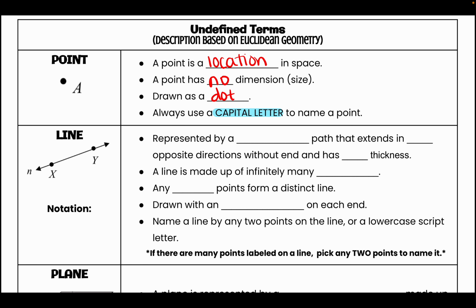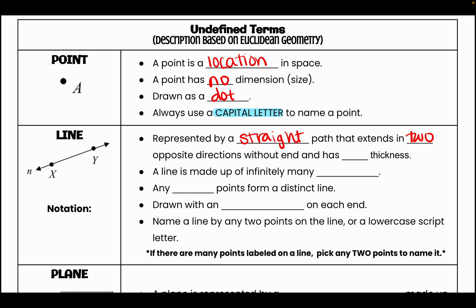Next we have a line. So a line is represented by a straight path that extends in two opposite directions without end and has no thickness. So we know that this is a line because these two arrows show that this line goes on forever and ever in both directions. A line is made up of infinitely many points. So on this line, we have 2 points, but there's actually tons and tons and tons of points on this whole line.